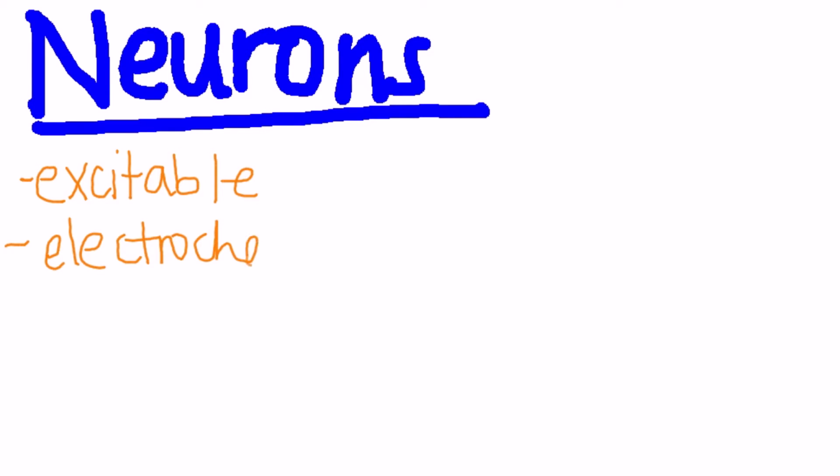So first off, I want to mention that neurons are excitable nerve cells. They receive information and project it to other parts of the body through electric and chemical signals, which in short can be referred to as electrochemical signals.